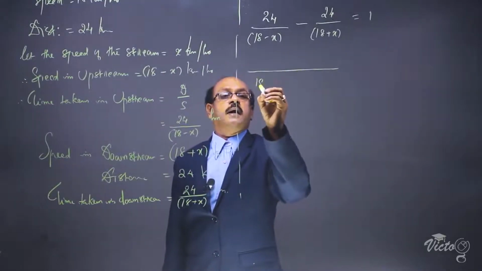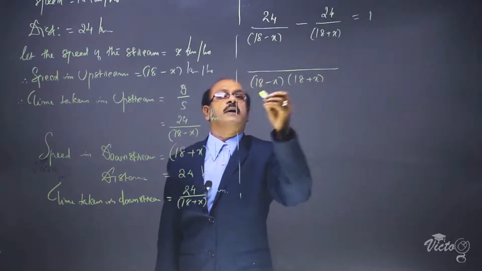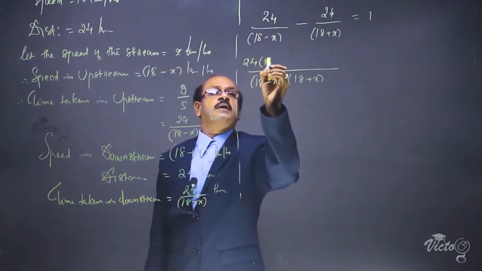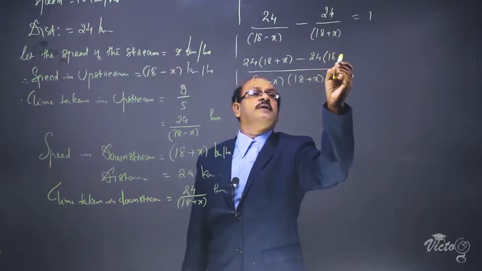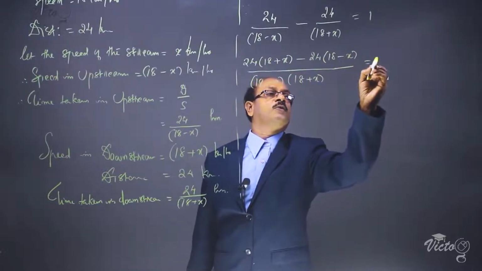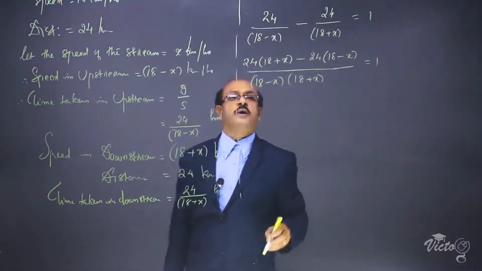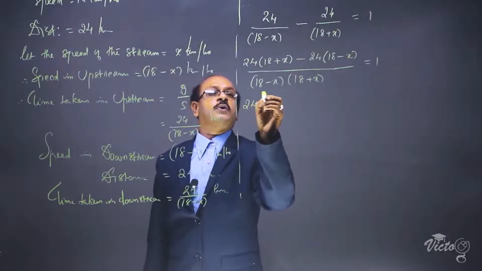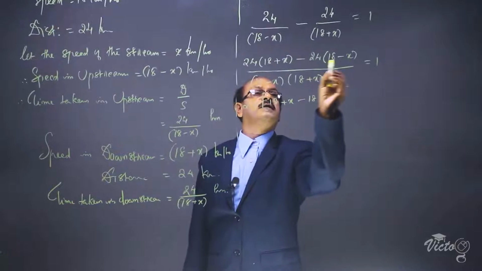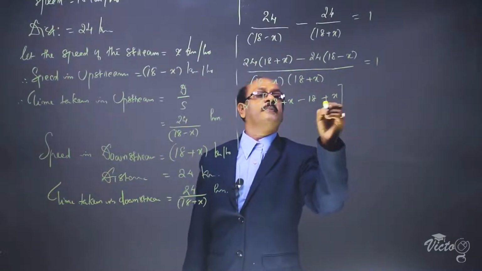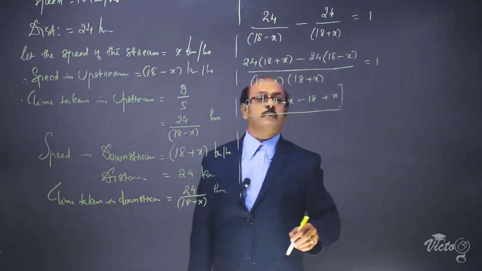LCM is (18 minus x) into (18 plus x), then cross multiplying: 24 into (18 plus x) minus 24 into (18 minus x) is equal to 1. We can take 24 as a common factor. Now 24 into (18 plus x minus 18 plus x), the whole divided by the denominator, which is of the form (a minus b) into (a plus b).